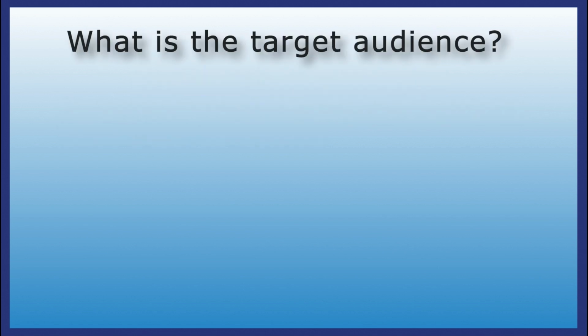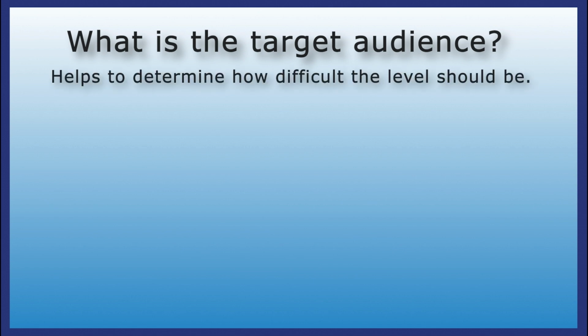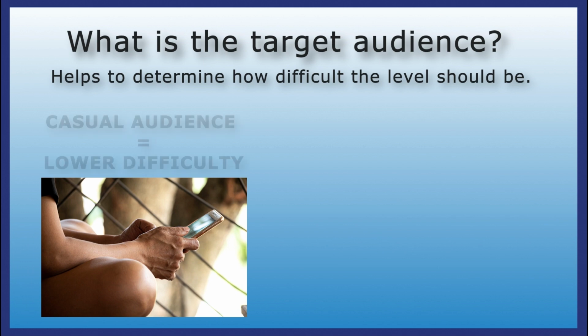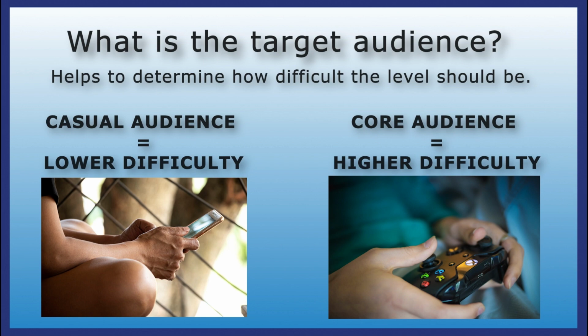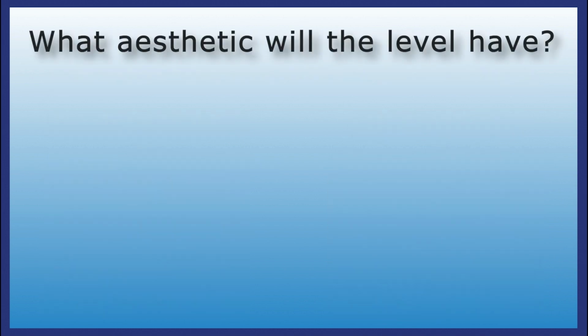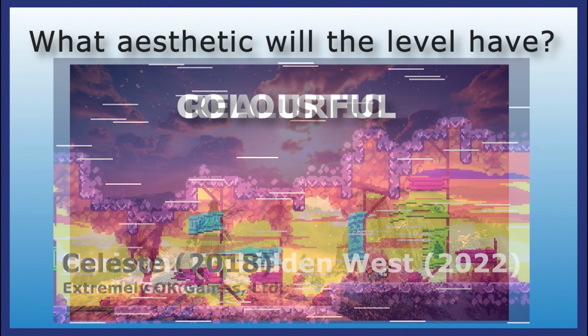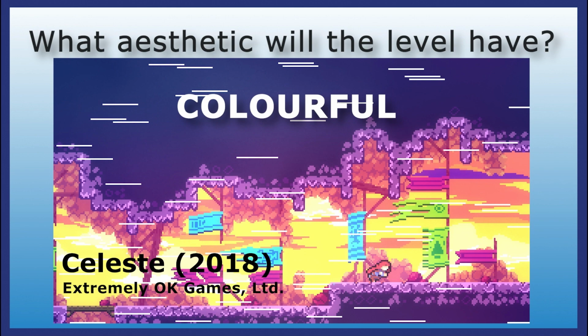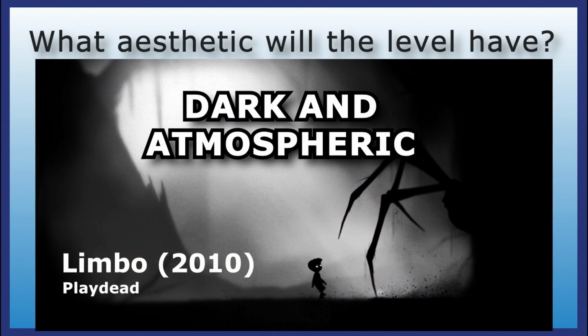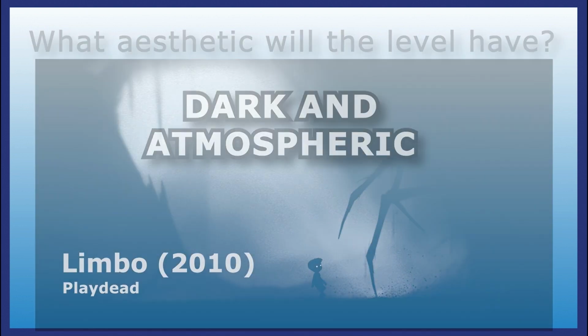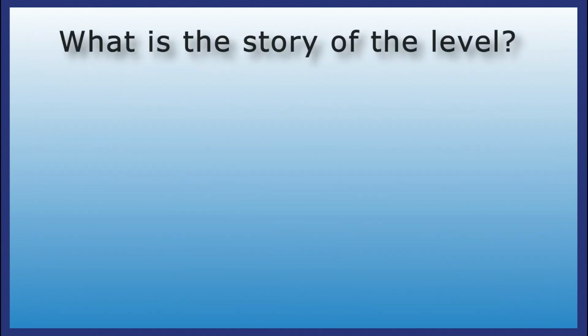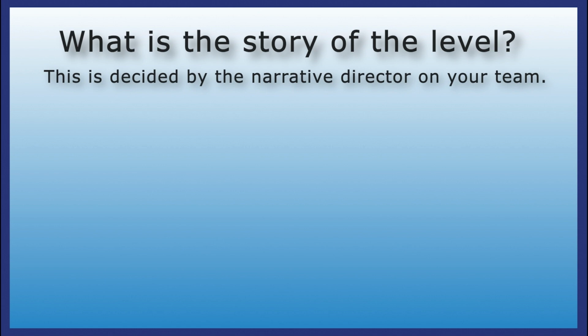What is the target audience? This can help you determine how difficult you want your level to be. Lower difficulty would naturally appeal to more casual audiences, while higher difficulty would appeal to core gamers. What sort of aesthetic will the level have? This is decided by the art director on your team. They would tell you what the requirements for the level would be aesthetically, so you can envision how your level would fit the requirement while you're designing it. What will the story of the level be? This is decided by the narrative director.